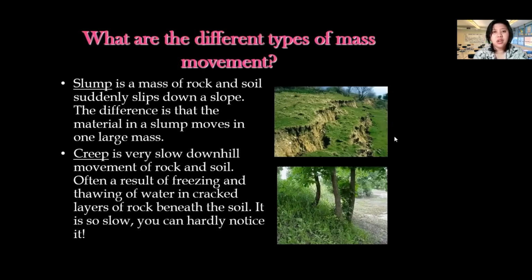A slump is a mass of rock and soil that suddenly slips down the slope. The only difference is that the material in a slump moves as one large mass, while other materials could be just some amount. Creep is a very slow downhill movement of rock and soil, meaning you wouldn't really recognize them, but you would see the changes in the level of the ground. I'm sure that when you do your afternoon walks or some of your activities in your community, you would recognize that there are some uneven locations on the ground.